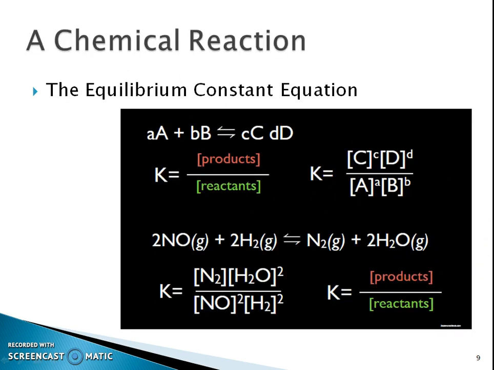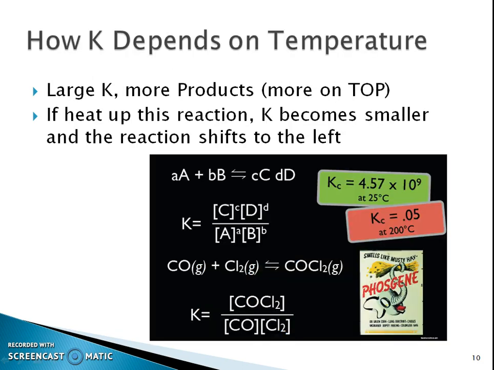Then he talked about a chemical reaction, and here is that equilibrium constant equation. And again, we already know that it's products over reactants. We want to remember that if you have multiple products, they're multiplied with each other, as well as reactants. But you also want to remember that the coefficient from the balanced chemical equation is actually an exponent. So we want to include those also in our expression.